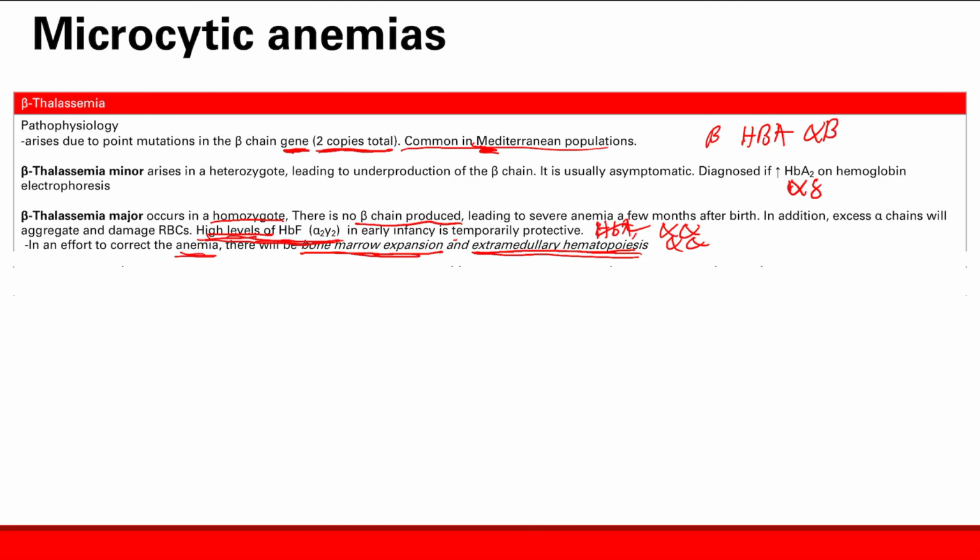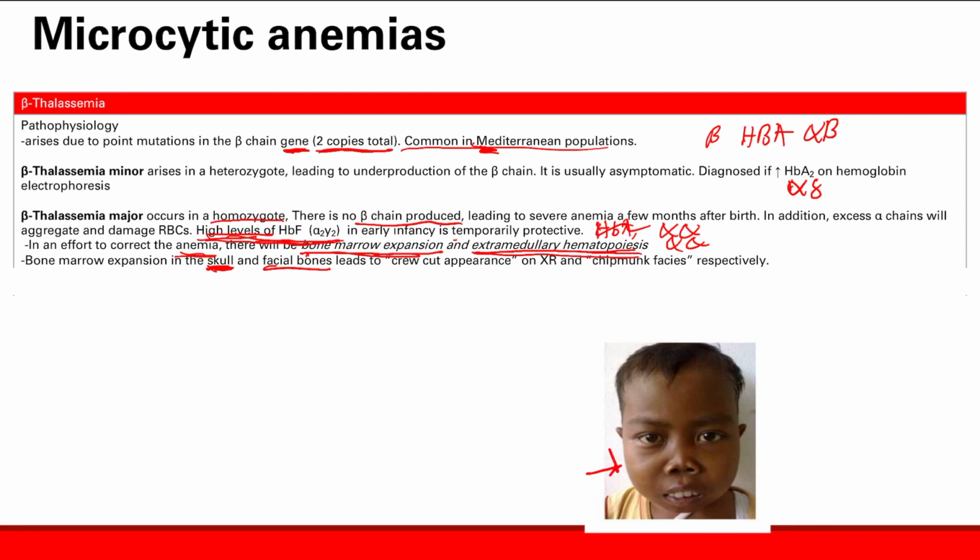So what happens with these is you're going to get bone marrow expansion. What's going to happen is you get expansion in the skull and the facial bones especially. And then on the x-ray, you're going to get a crew cut appearance. That's from your bones in the skull just expanding and getting bigger. So it looks like a crew cut appearance. You can Google that. Or you can get chipmunk faces. This is it. This is the facial bones expanding. And this kid looks like a chipmunk because his facial bones are enlarged, because the bone marrow is working extra hard and trying to make more red blood cells. So that's it for the bone marrow expansion.